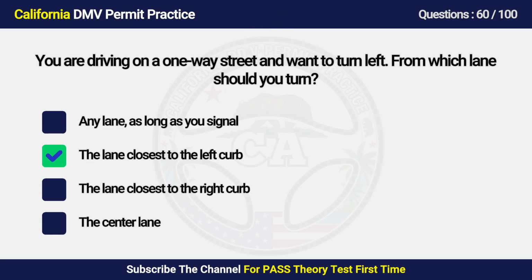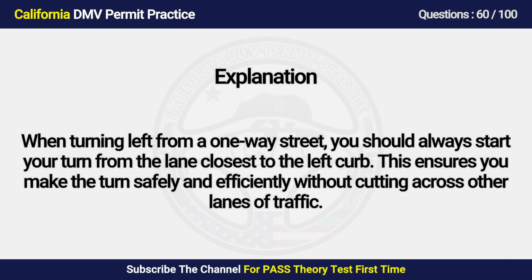Answer is B. The lane closest to the left curb. When turning left from a one-way street, you should always start your turn from the lane closest to the left curb. This ensures you make the turn safely and efficiently without cutting across other lanes of traffic.